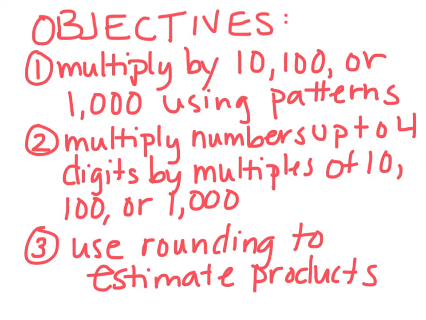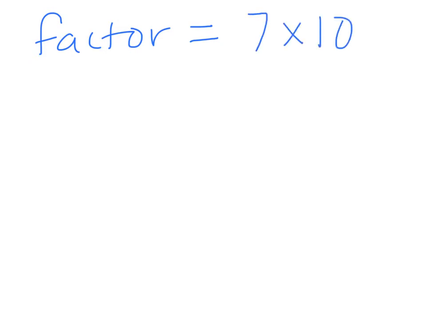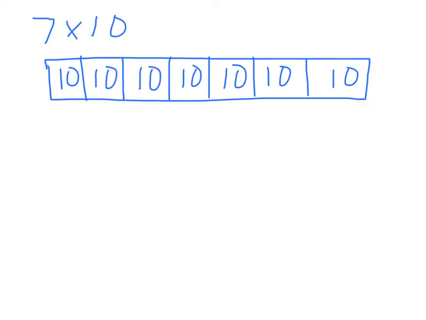Let's get started. Let's start by looking for a pattern in products when 10 is one of our factors. Just as a quick reminder, a factor is one of the numbers contained within the multiplication problem. So in 7 times 10, 7 and 10 are our factors. So let's review what 7 times 10 really means. 7 times 10 simply means that we have 7 tens, which equals 70.